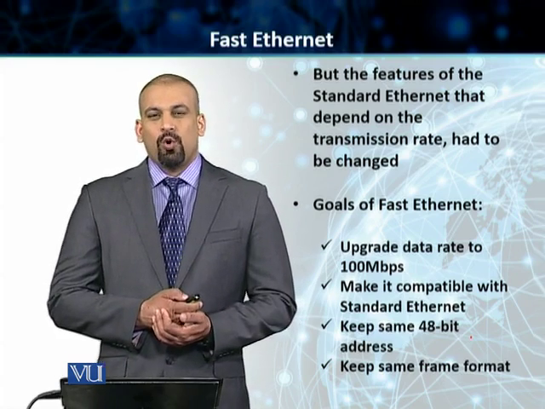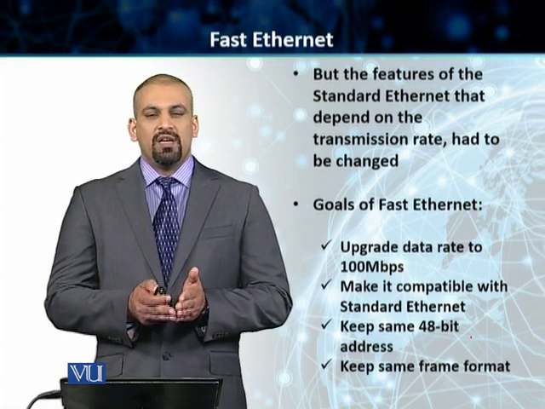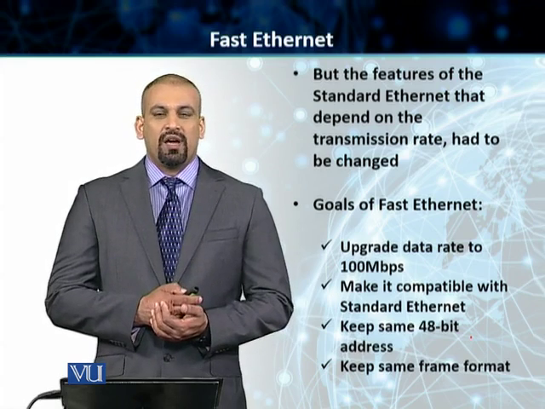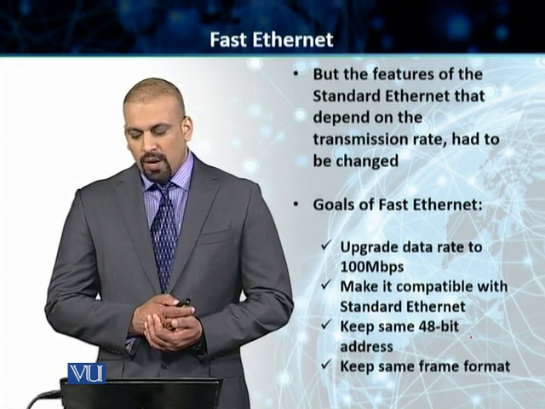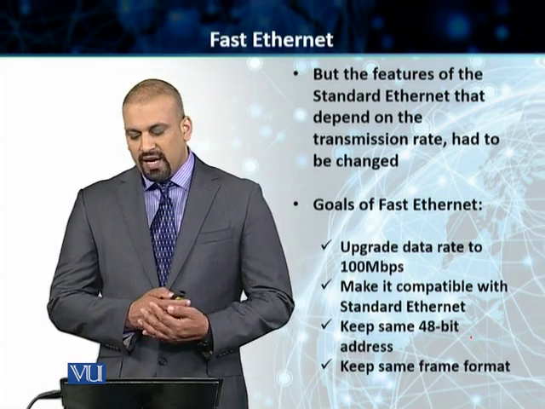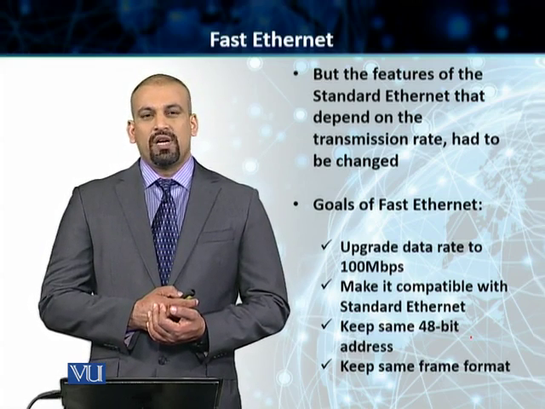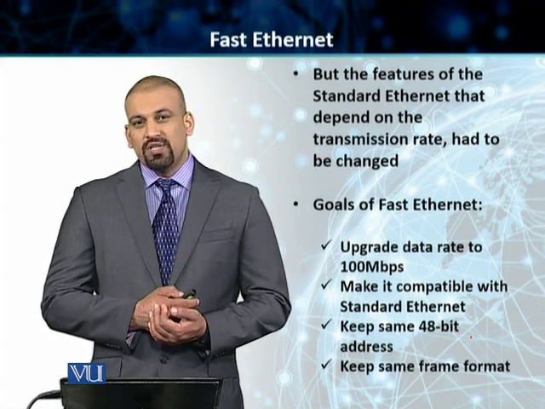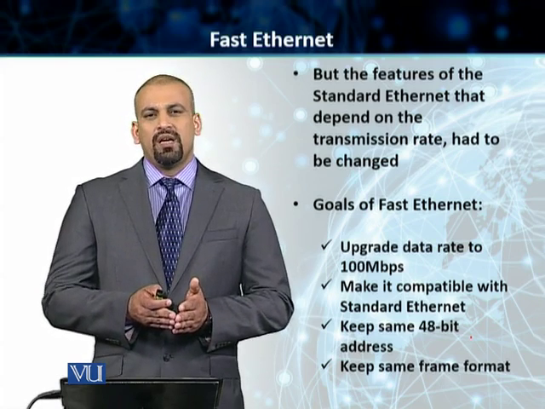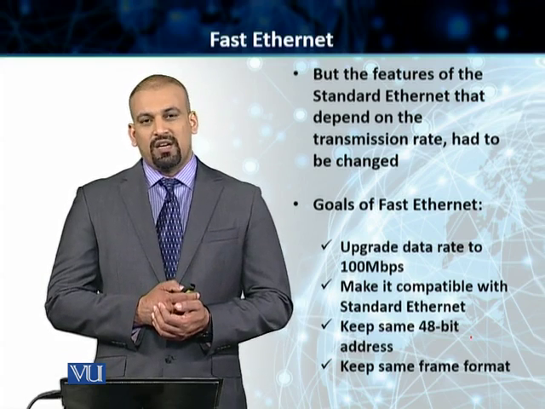Now, students, there were some goals of the fast Ethernet. In order to jump from standard to fast Ethernet, there were some goals that were set by the different institutions that worked towards this particular advancement. The first goal was to upgrade the data rate to, of course, 100 megabits per second. The second one was to make it compatible with standard Ethernet. And the reason for that compatibility is so that all the different technologies that are already using standard Ethernet don't have to move to a completely different technology. They can simply upgrade and move from the standard Ethernet to the fast Ethernet, using mostly the same hardware.